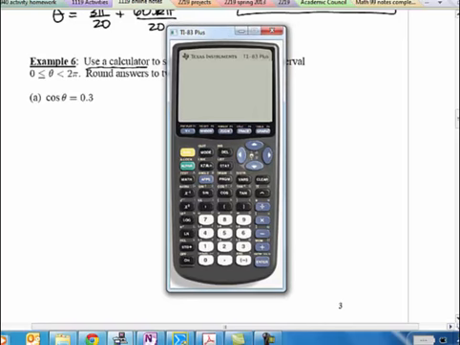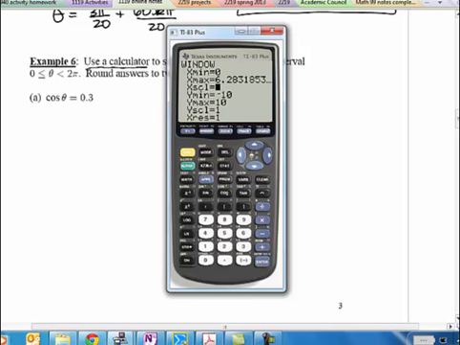So if we do a graph including just one period for this function, we can see how many solutions there are on one period and then add integer multiples of 2 pi to those. So let's graph this, and we've got cosine of x, and we want to know where it's 0.3. So I'm going to do 0.3 for my y2, and that's going to be a horizontal line. The window I'm going to choose is just 0 to 2 pi.